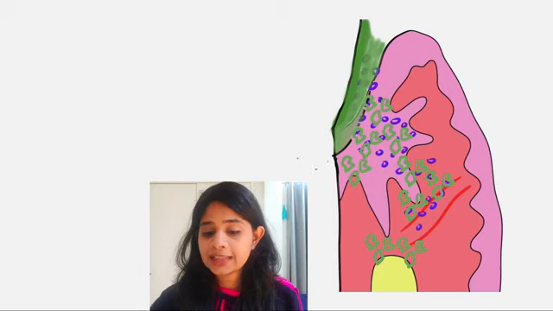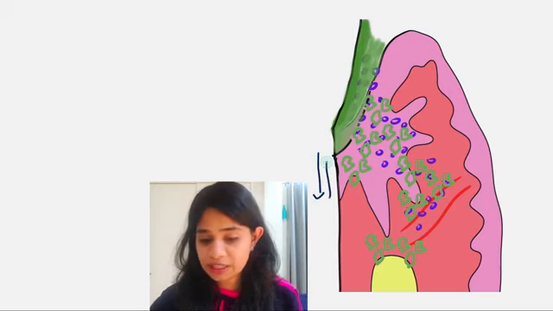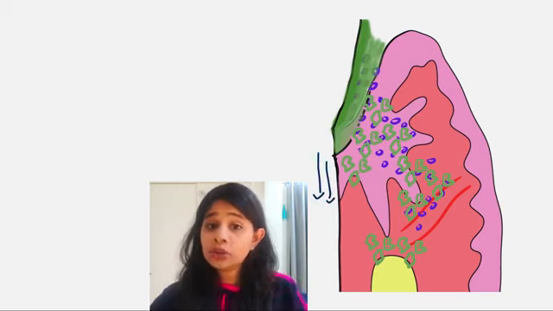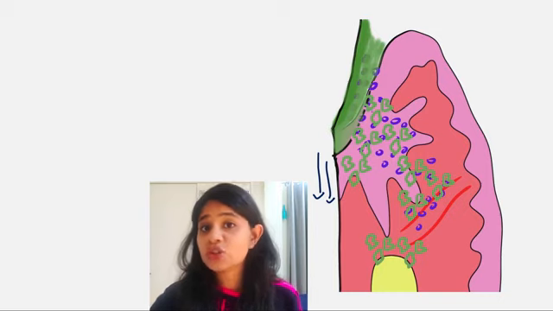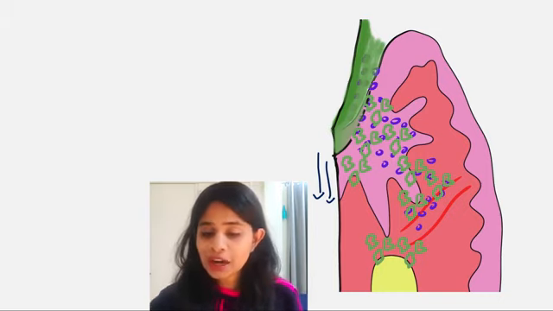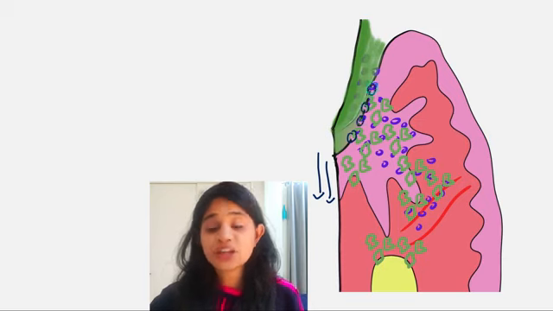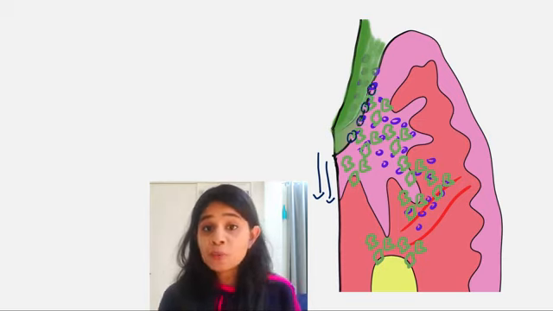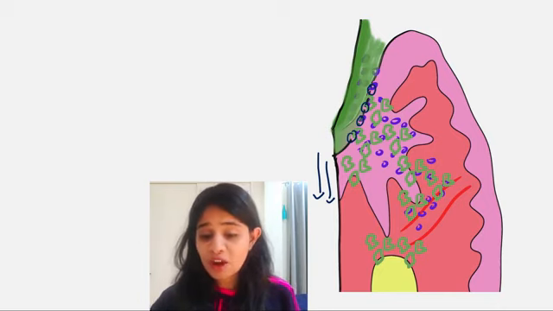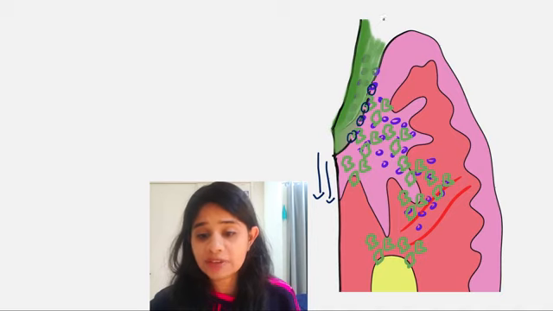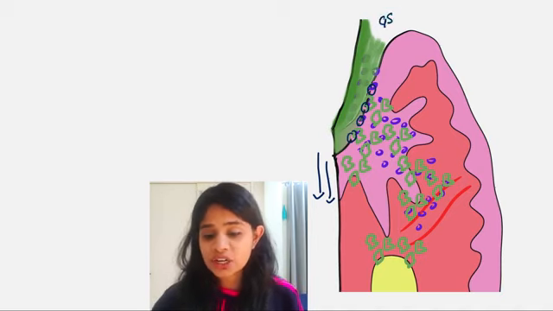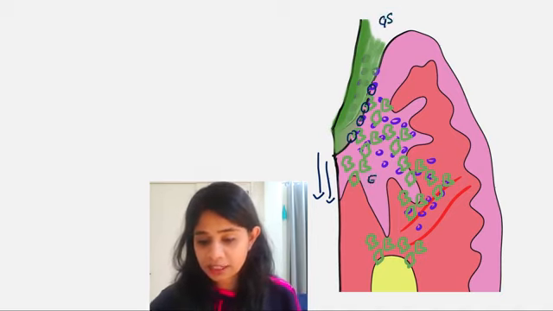So here we see that there is an apical shift in the junctional epithelium that has occurred, leading to deepening of the gingival sulcus to form a periodontal pocket, and along with that there are small ulcerations present in the lateral wall of the pocket as well. Because of these ulcerations which have now formed, the bacteria which were until now present in the gingival sulcus now gain entry into the epithelium and the connective tissue.